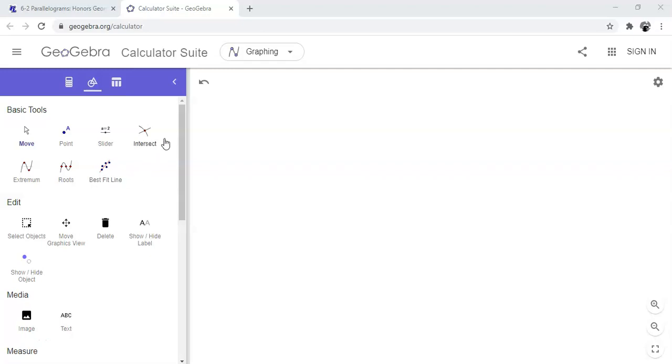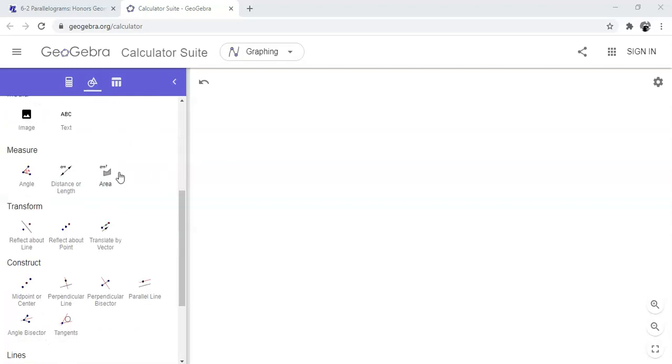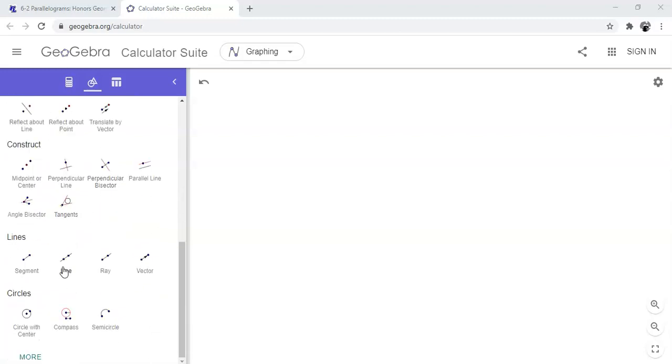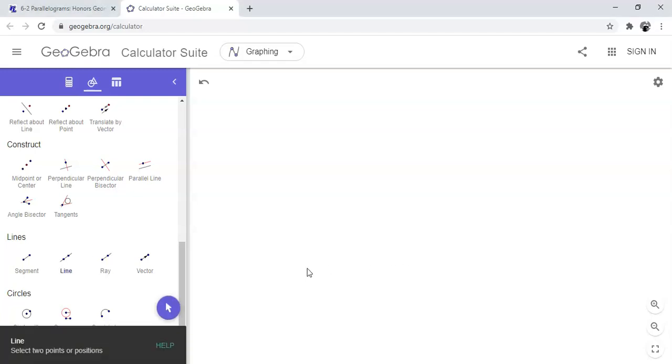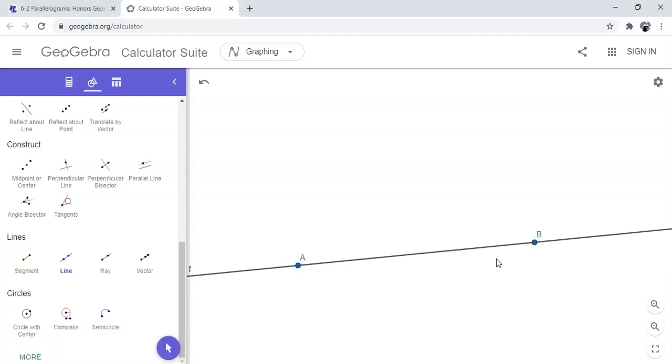All right, today we are looking at parallelograms. So you're going to follow along with me and do this in GeoGebra yourself. Once you are there, you should come down to draw a line. And so we're going to select and draw a line AB.